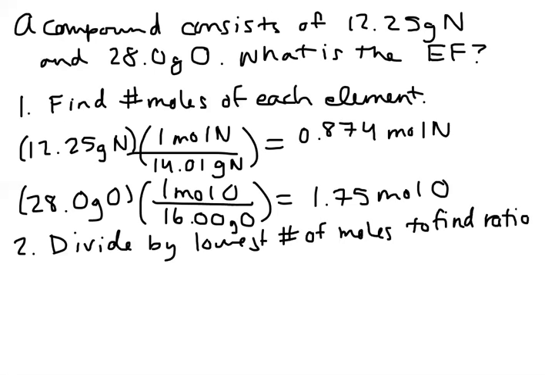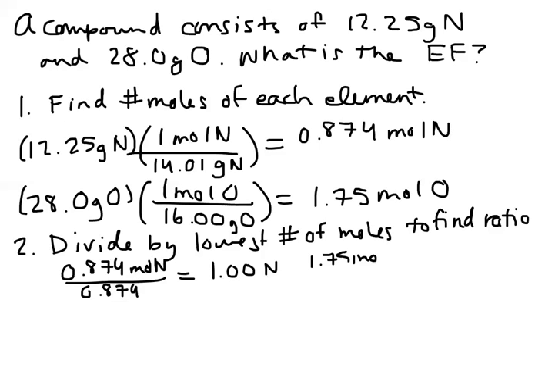So you're going to take 0.874 moles of N over 0.874, and that's going to give you 1.00 N. And then you're going to do 1.75 moles of O over 0.874, and that's going to give you 2.00 O.